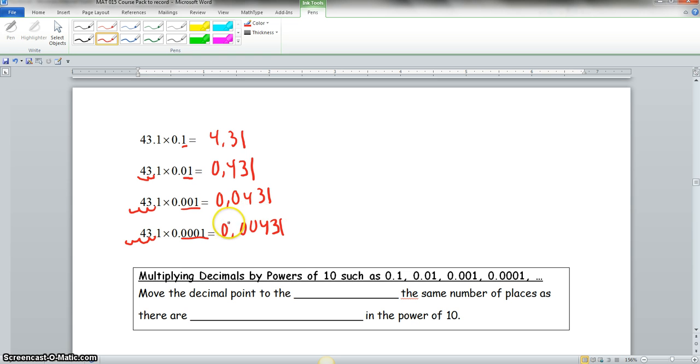Now when we multiply by the powers of 10 that were in front of the decimal, remember we moved it to the right, and when we didn't have enough places for the decimal, we put zeros behind the initial number. But here we will have to put zeros in front if we don't have enough digits to go where the decimal is going. So now it says multiplying decimals by powers of 10 such as 0.01 and so on, move the decimal point to the left the same number of places as there are numbers behind the decimal.